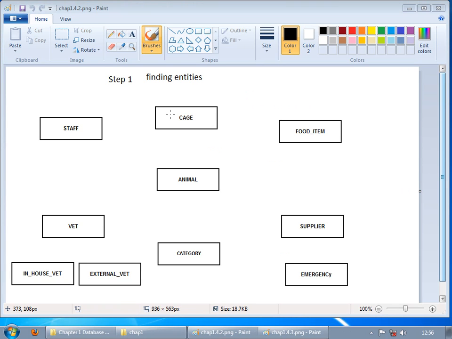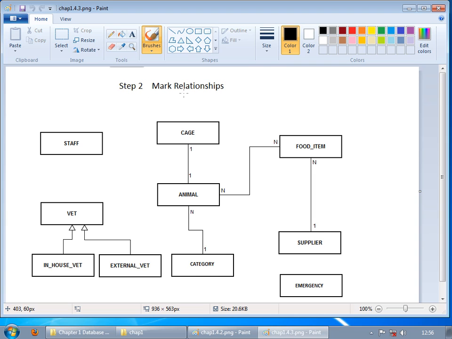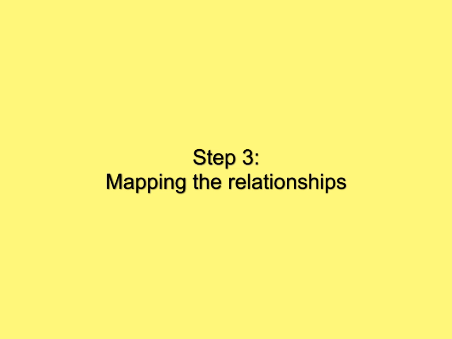So this was the output of step 1, in which we found out the entities, and over here is the output of step 2, in which we marked all the relationships. We marked one-to-one relationships, many-to-many relationships, and one-to-many relationships. Also, there is a generalization relationship between vet, in-house vet, and external vet. The common attributes will be stored in the vet table, and the specific attributes will be stored in the child tables over here. And staff and emergency are sort of dangling tables, because they are not related to any other tables.